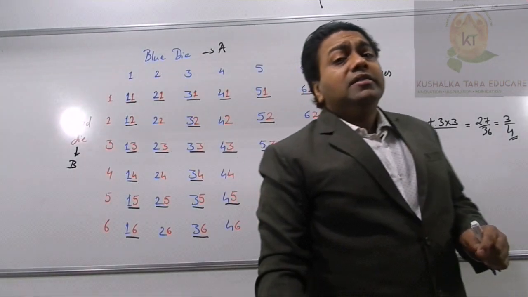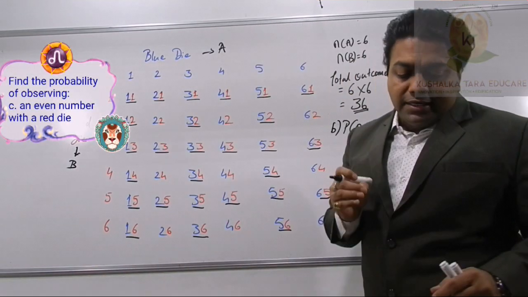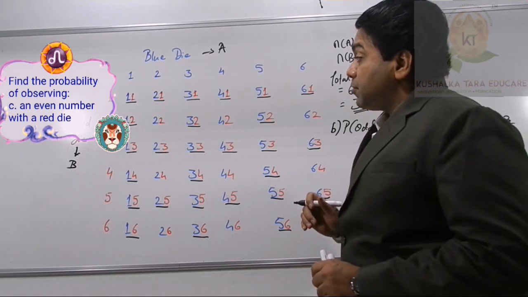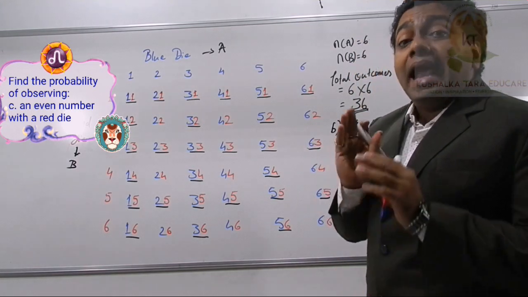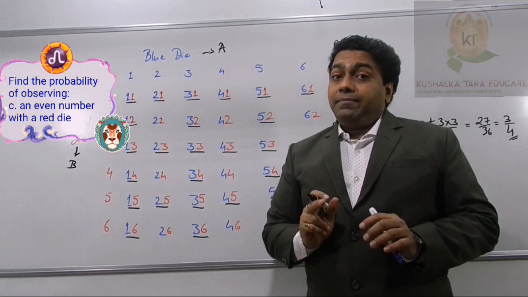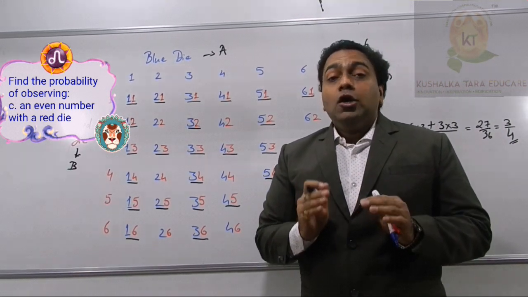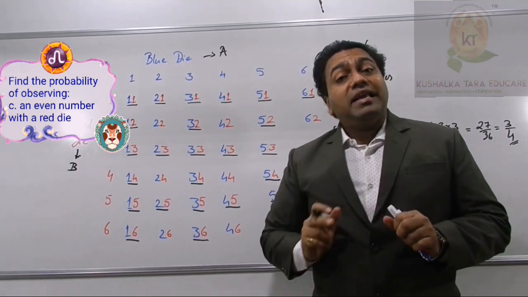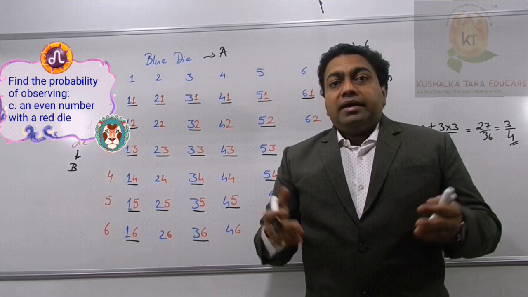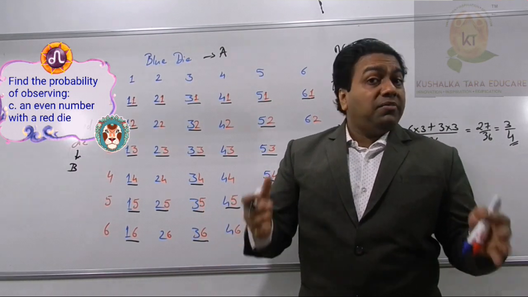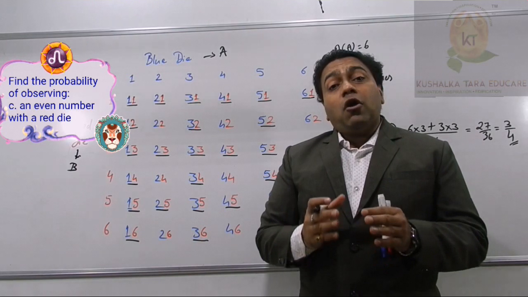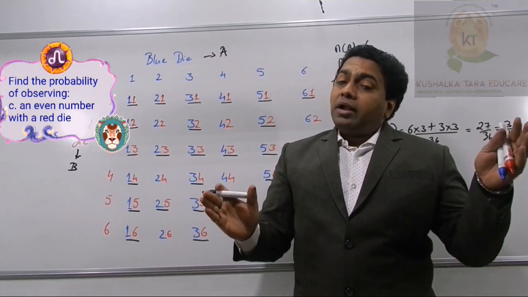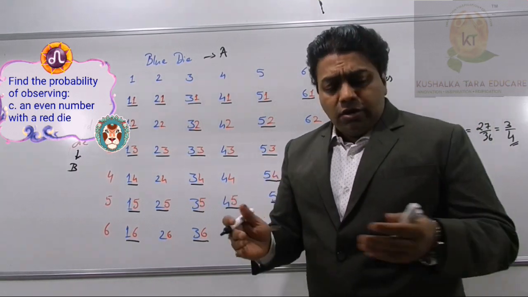What's our second question? The second question states, find the probability of observing an even number with a red die. Now when you read this question carefully, observing an even number with a red die means on the red die it has to be an even number only, but on the blue die it can be an odd number, it can be an even number, any of these. So we have to look at combinations where the red die gives only an even number, and the blue die can give any of the combinations.